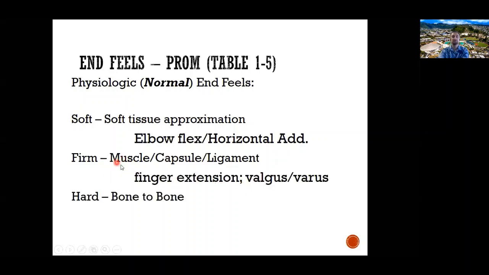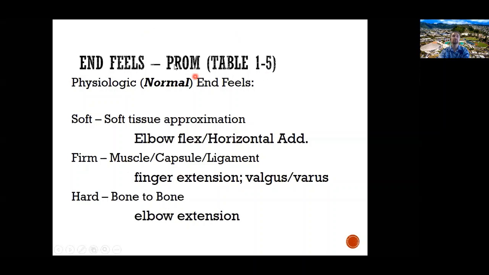A good example of a firm endpoint is finger extension. So if you just pull your fingers back into extension all the way, and then once that range of motion is gone you apply overpressure, right, that finger extension, you should feel the capsule and ligaments stretching. And then a hard end-feel is bone on bone, right? So we'll go back to the example of elbow extension. When you apply overpressure in elbow extension, you get the olecranon popping into the olecranon fossa. So that has a hard end-feel, right? Because it's bone on bone contact.